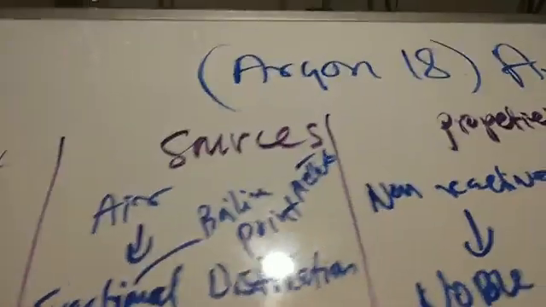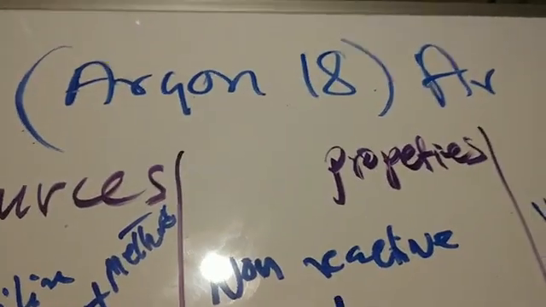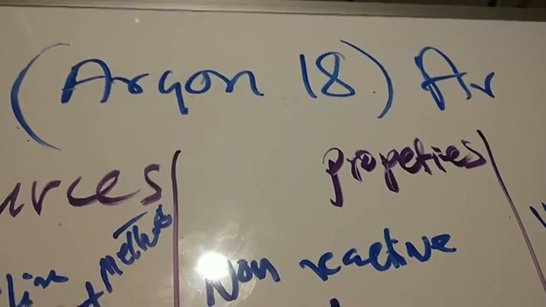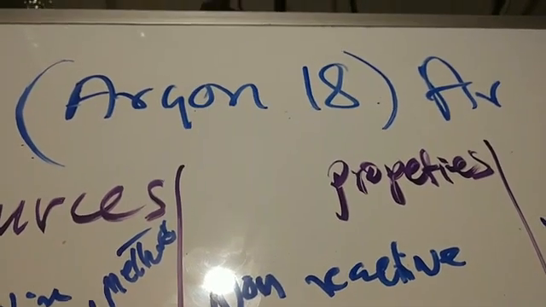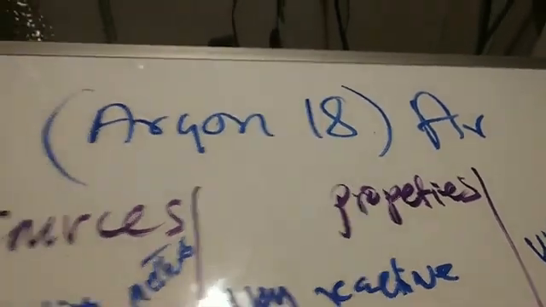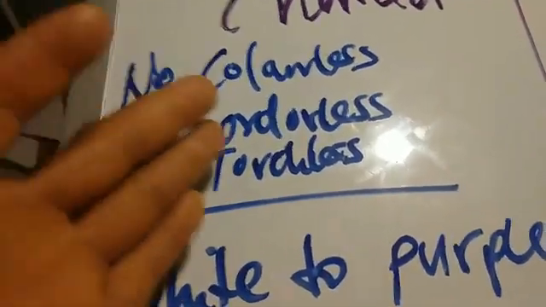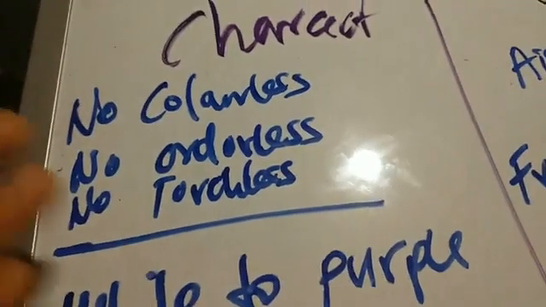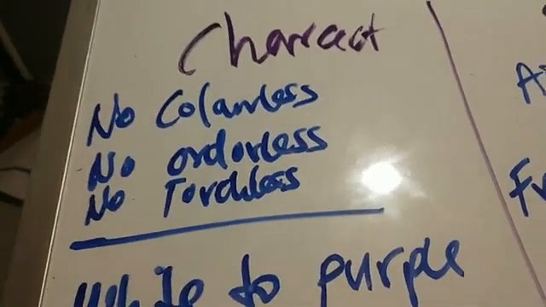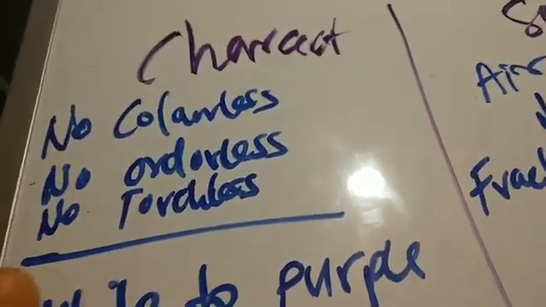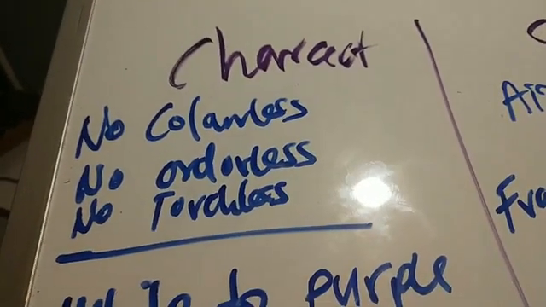Now, argon gas is the 18th element on the periodic table, argon with the symbol Ar. Now, a characteristic of argon is said to be that it's colorless, odorless, touchless. No element is colorless.